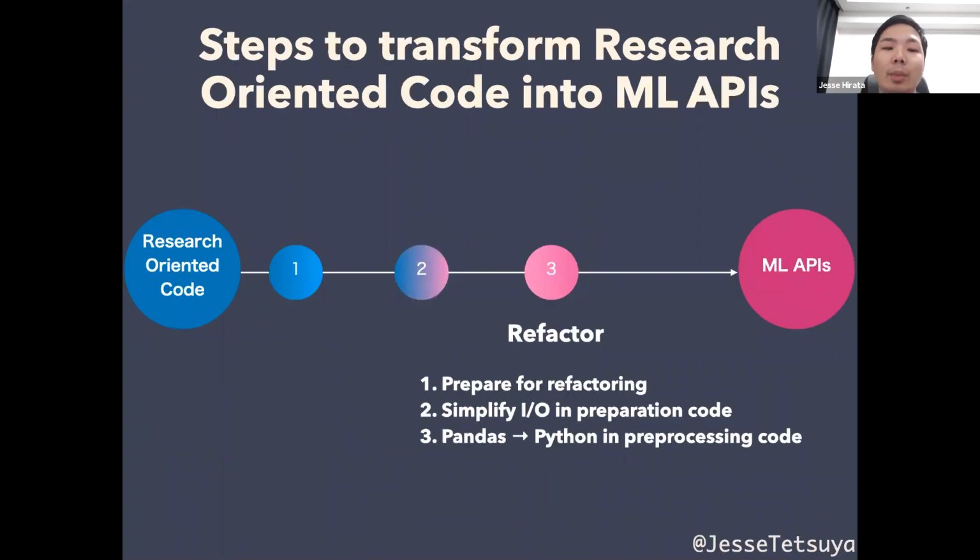So now we can move to refactoring phases, but we need to prepare for refactoring first. Then there are two main parts of refactoring, which are IO and pandas code. So let's look at these processes in more detail. But actually, I did not include refactoring of ML code because ML code tends to be short, and then there might not be space to rewrite and fix.